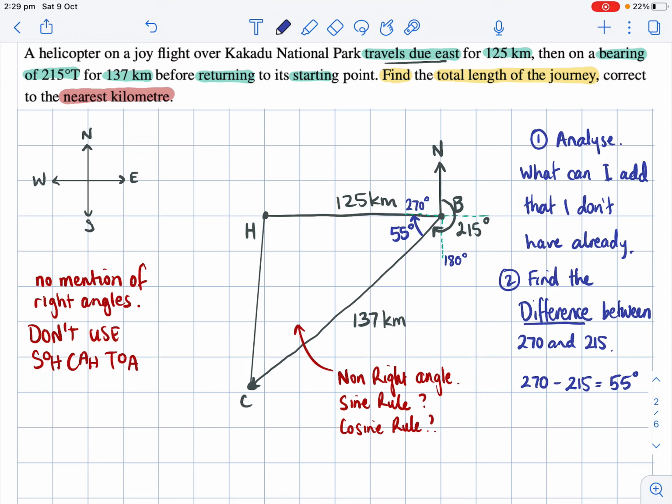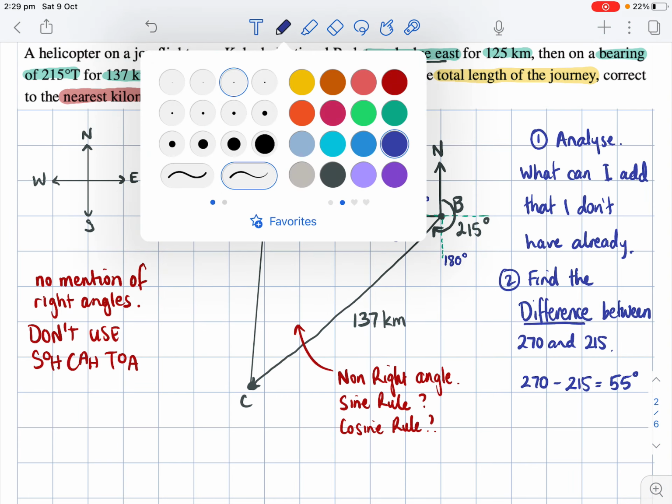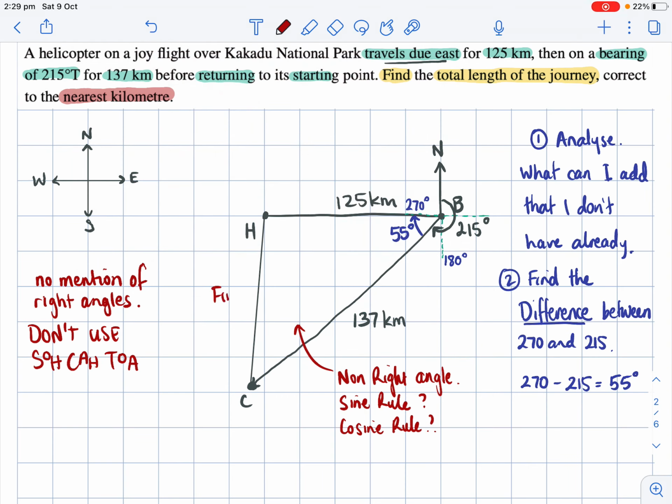Right. What do I actually need to find? This is a good time to reread the question. What is the big question? What am I trying to do? I'm trying to find the total length of the journey. So I'm trying to find this total length. And then you go, oh, cool, I've got that side and I've got that side. So if I find out what this side over here is, I've got the total length. So let's actually write that on our diagram. Find this.